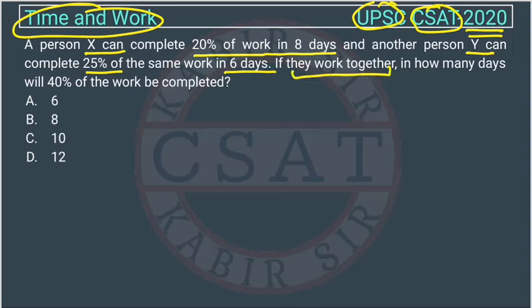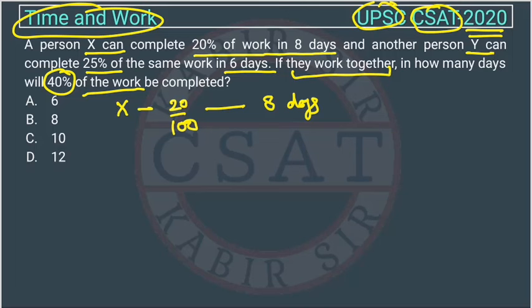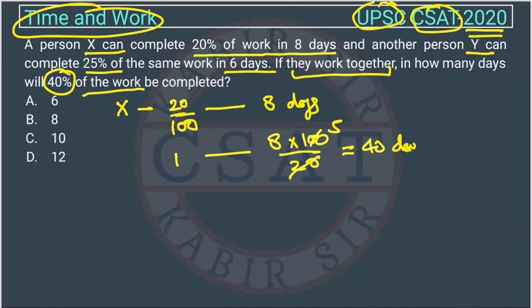If they work together, how many days will 40% of the work be completed, right? So what is given? This is person A. He completes 20% of the work in 8 days. So you can use the unitary method here, right? 20 by 100 work is completed in 8 days. One work will be completed in how many days? 8 into 100 by 20, right? So this will be 8 into 5. 8 5s are 40. So X will take 40 days to complete the work.